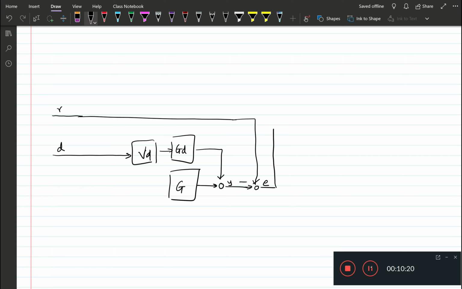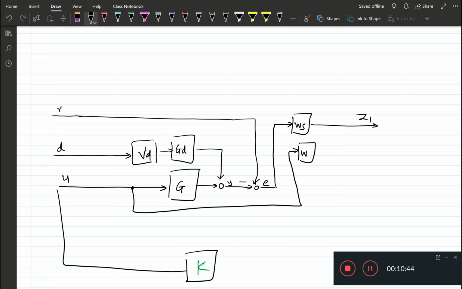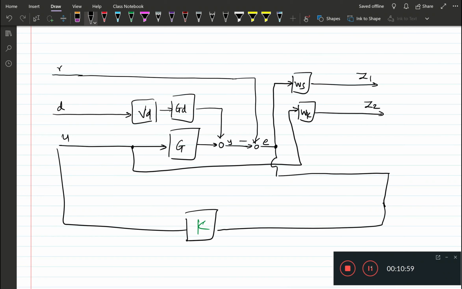The E is going through Ws to give us Z1. Then input U is coming from the controller K, and that one is also going via Wk to the performance channel Z2, and the controller is as before measuring the error E.